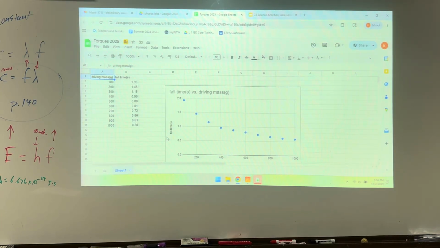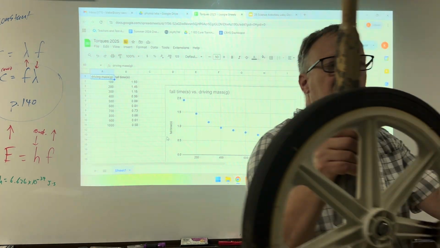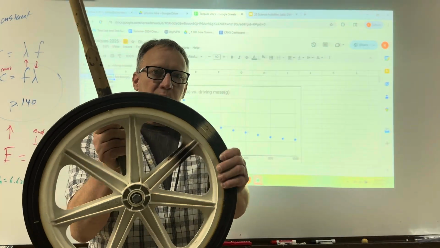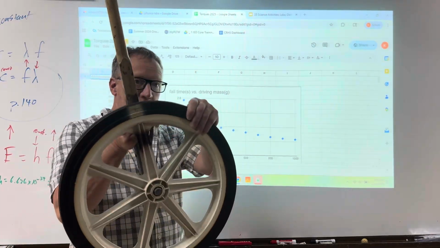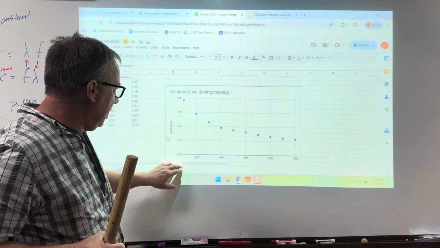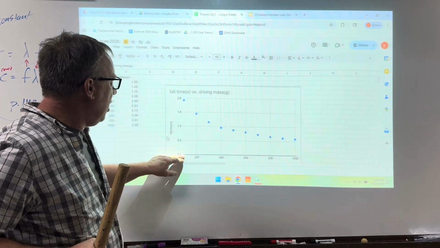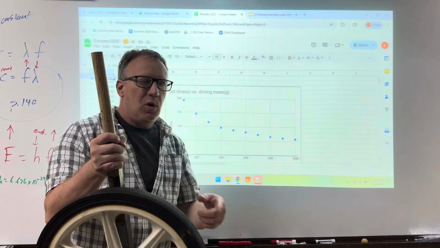I'm going to show you how I collected this data in a separate video, but I hung a mass off here on a string and it spun it. And the more mass I put on, the less time it takes that mass to reach the ground. So if I hang, let's say, for example, 100 grams off there, it takes 2 seconds to reach the ground from a table height.